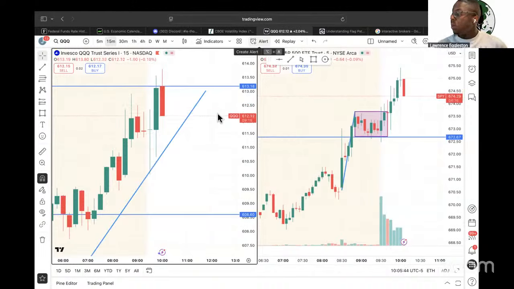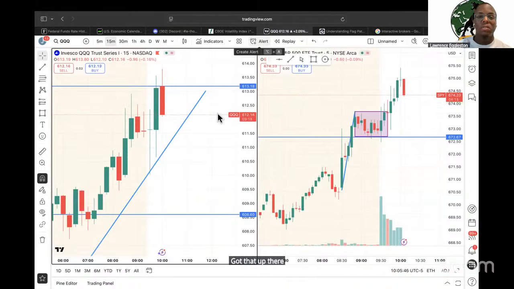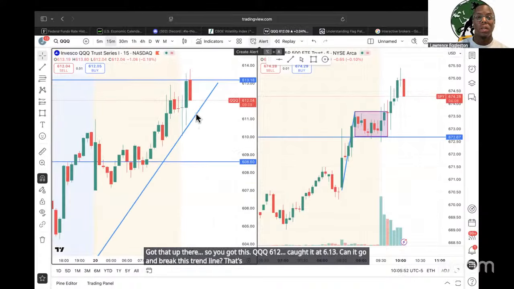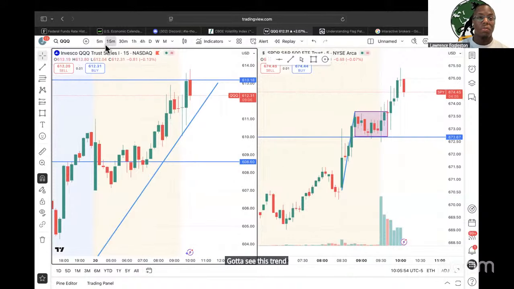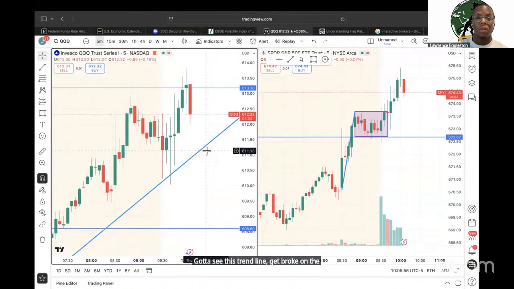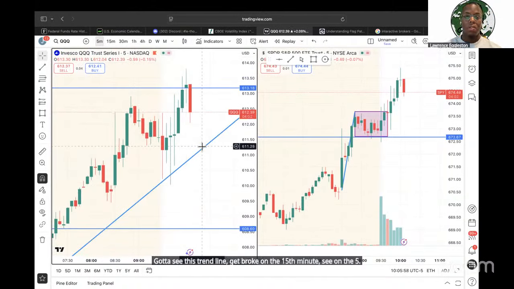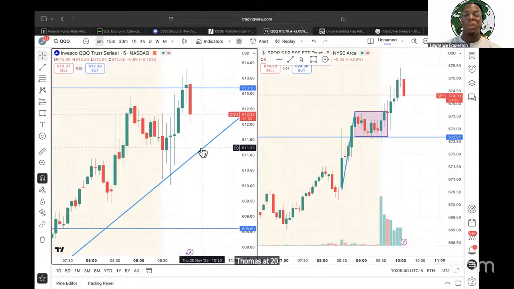Got that up there. So you got this. It's QQQ 612. Caught it at 613. Can it go and break this trend line? That's the question. Got to see this trend line get broken. I'm on the 15 minute. Let's see on the 5. What time is it? 20. Let's see if by 10:20 we can get down to 611.